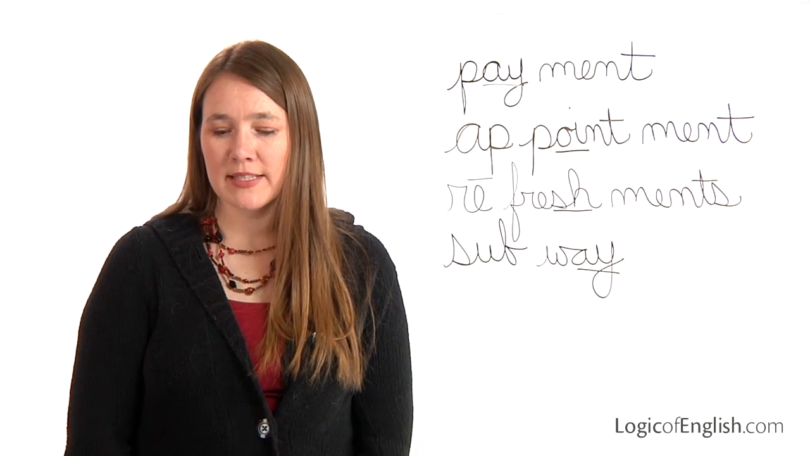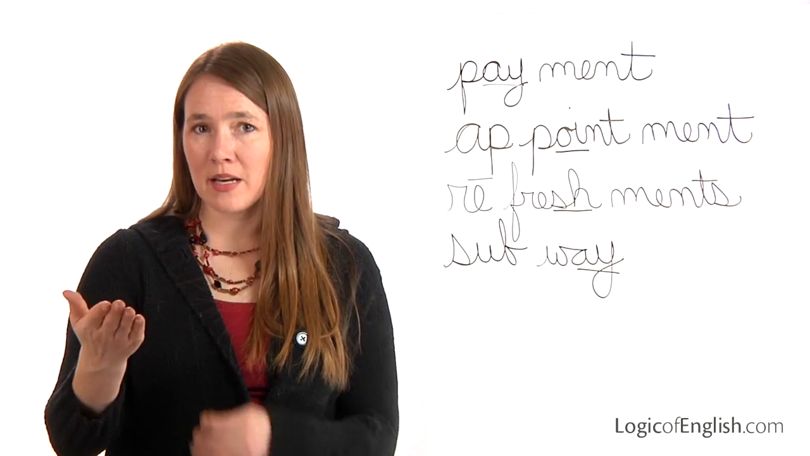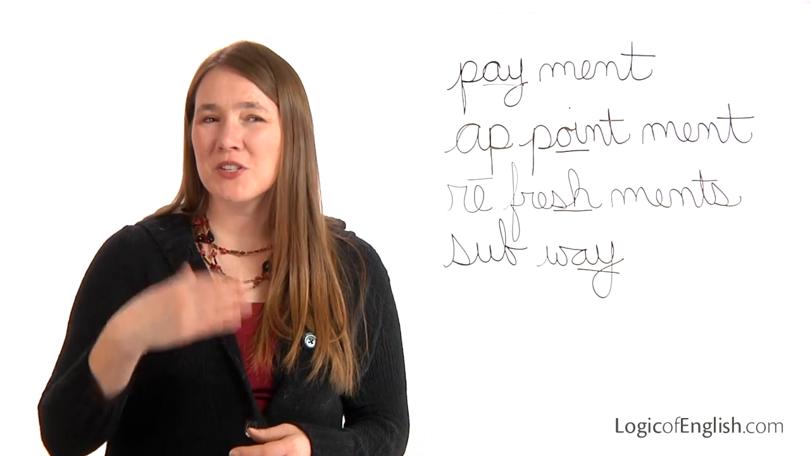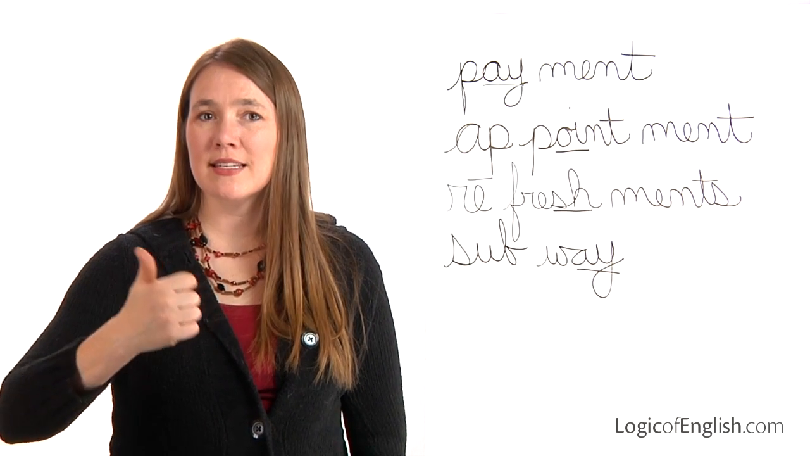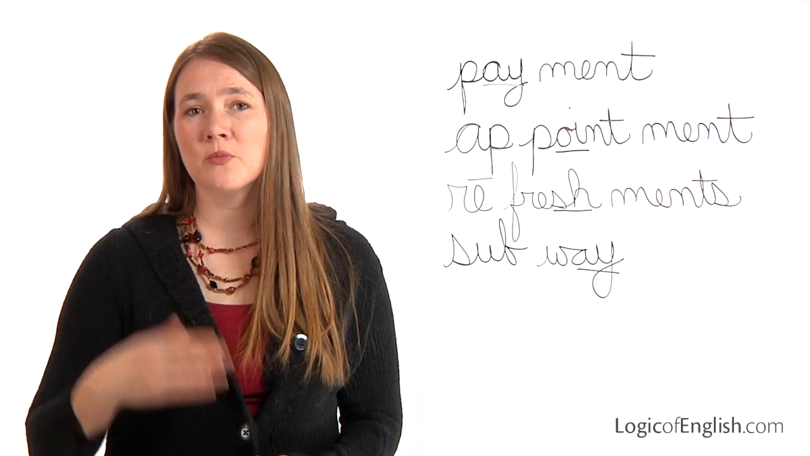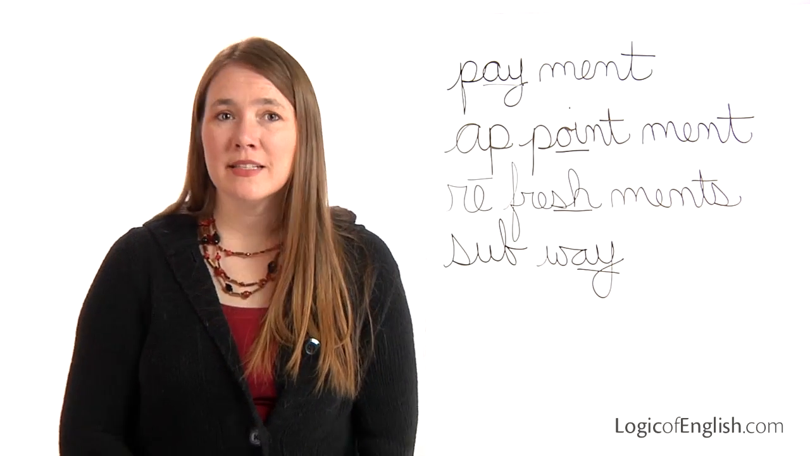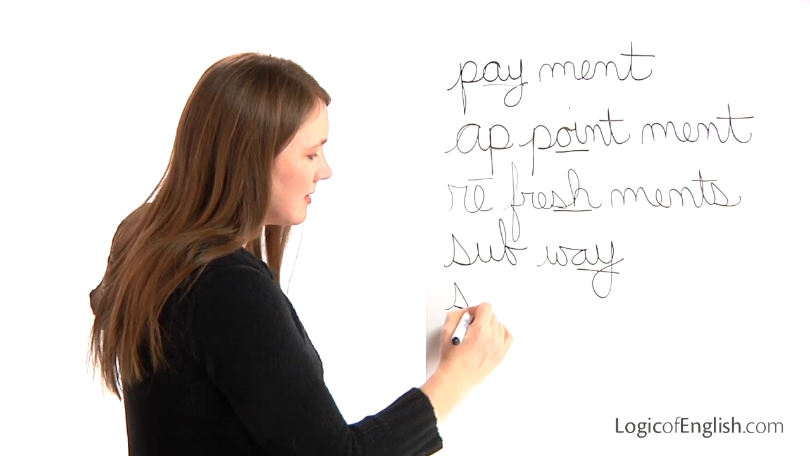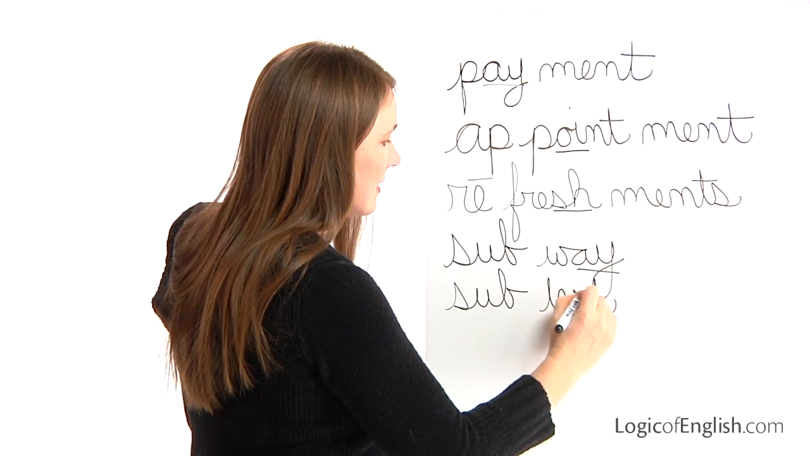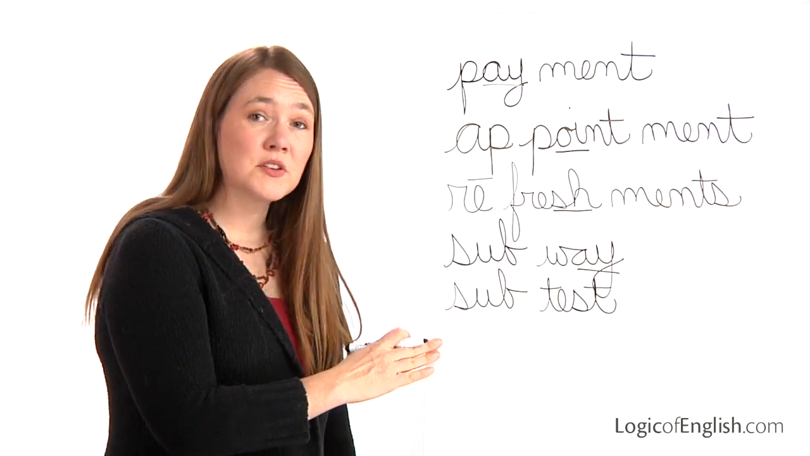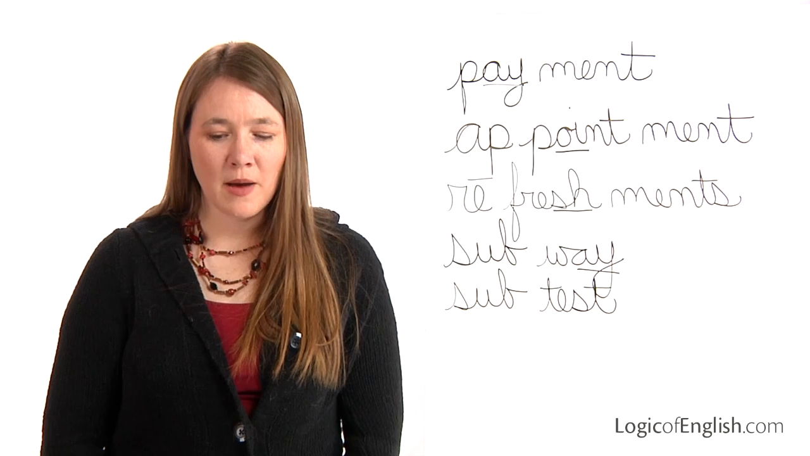The next word is subtest. It is now time for a math subtest. How many syllables in subtest? 2. The first syllable is sub, s, a, b. The second syllable is test, t, e, s, t. Go ahead and write subtest. And now help me to write it. The first syllable is sub. The second syllable is test. And you'll notice there's nothing to mark in this word. It's all first sounds.